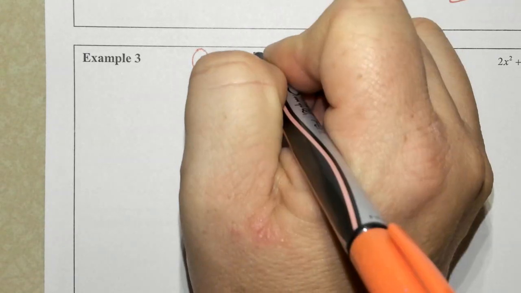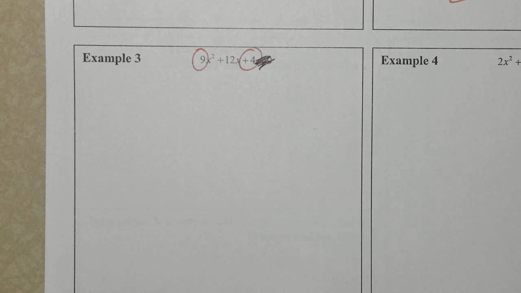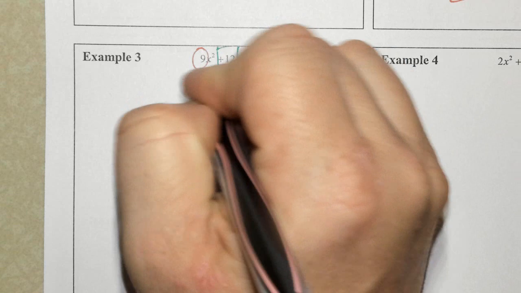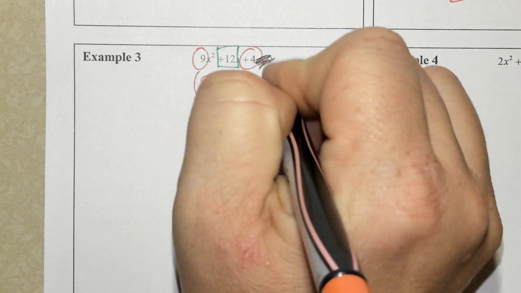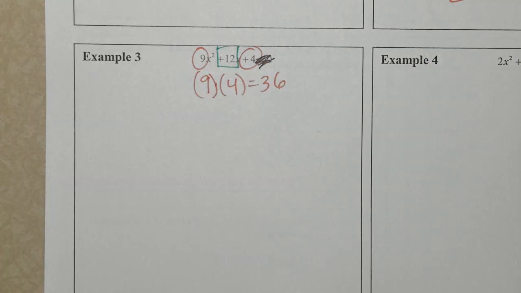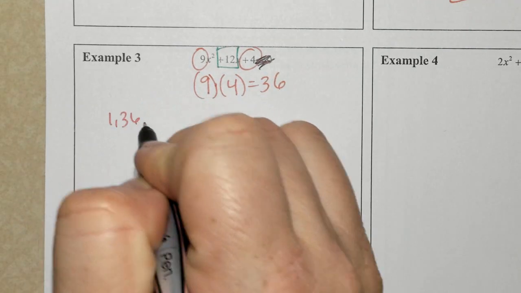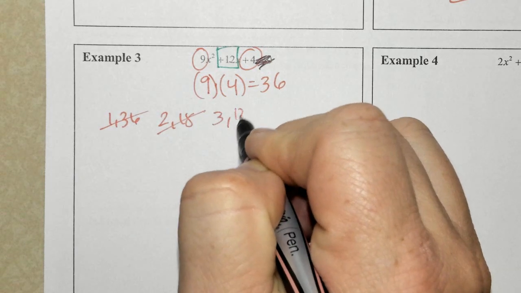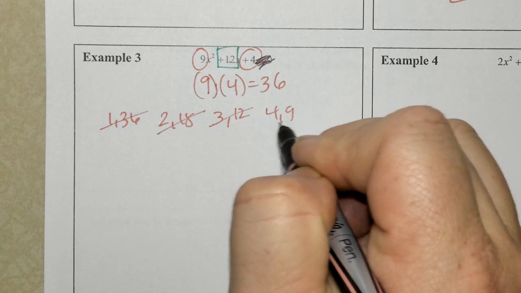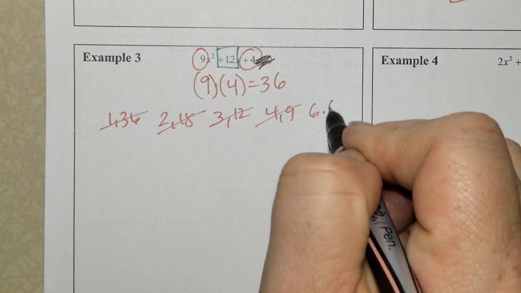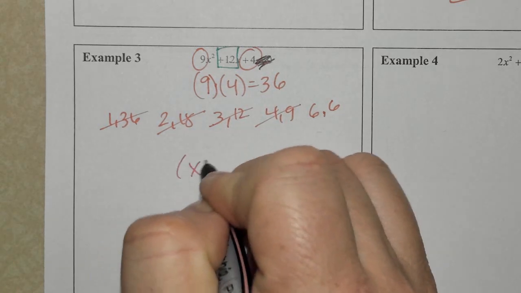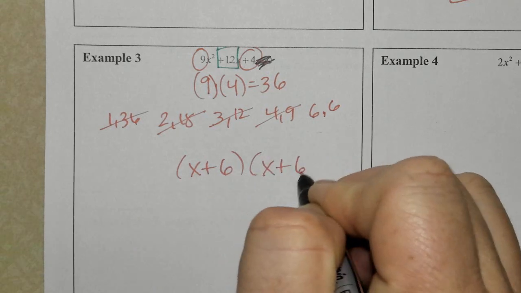So let's circle the 9 and circle the positive 4. 9 times positive 4 is positive 36. And now combinations that will equal 12. 1 and 36 don't work. 2 and 18 don't give you 12. 3 and 12, no. 4 and 9, close. That's 13, not 12. 6 and 6 work. What would have to be the symbols on the 6 to get a positive 12? They both would have to be positive. So x plus 6 and x plus 6.